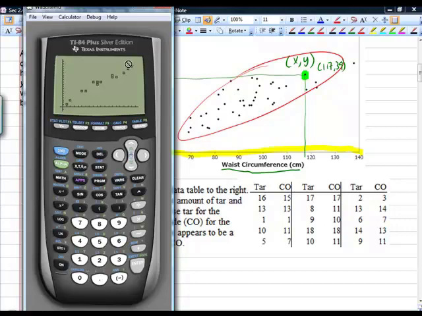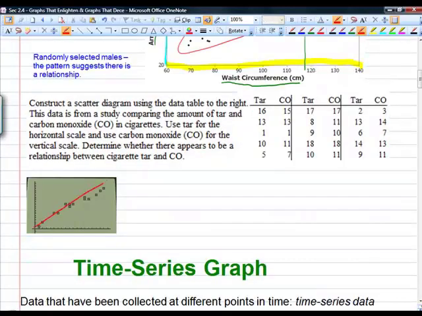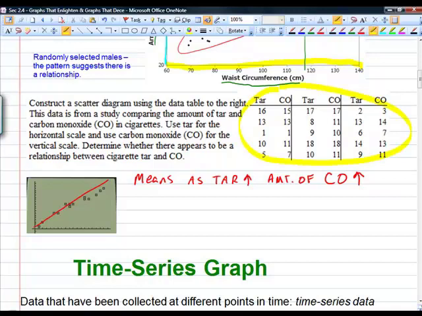Looking at this picture now, there appears to be a positive correlation, which means as the amount of tar increases, the amount of carbon monoxide is going to increase as well. And you see how looking at a list of data in a table, this relationship is not as clear as it is by looking at the graph of the scatter plot.